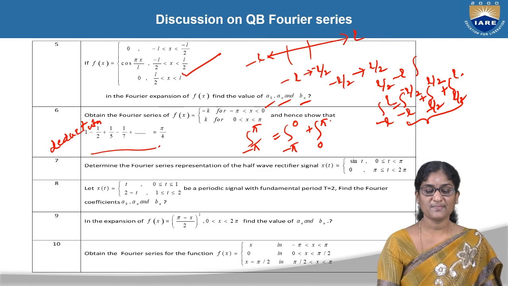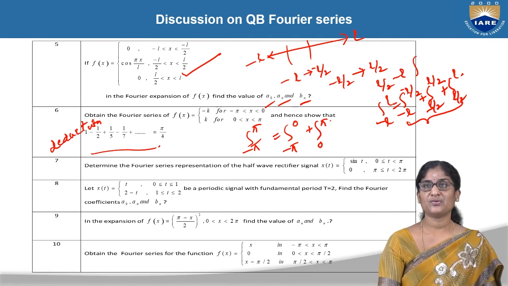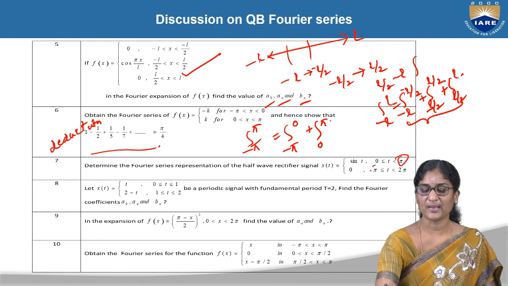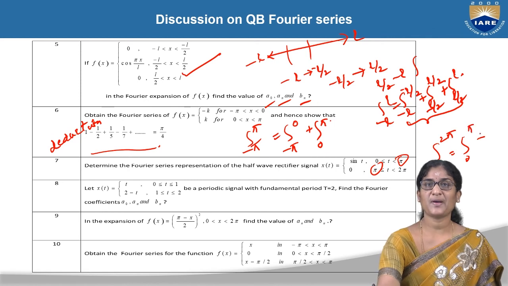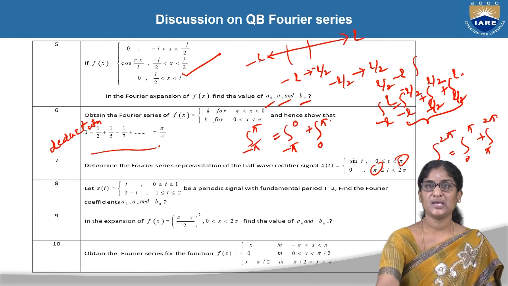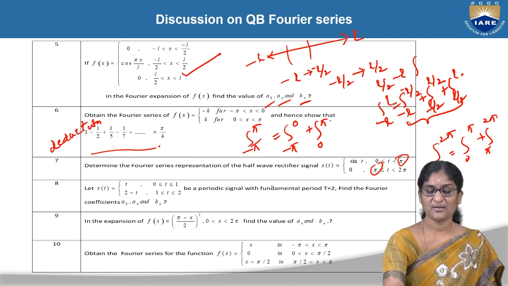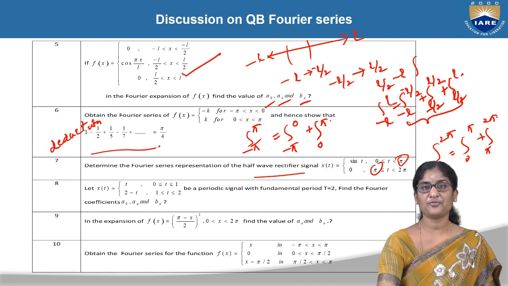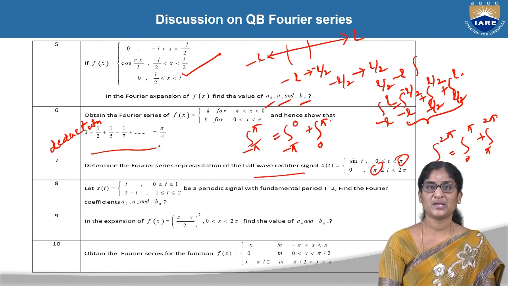Going to the next, determine the Fourier series of the half wave rectifier signal. F of x is equal to sine t, where t lies between 0 to pi, and pi to 2 pi. What is the discontinuity point? Pi. From where to where is it given? 0 to 2 pi. So 0 to 2 pi has to be split up into 0 to pi and pi to 2 pi. So we need two parts, and in these two parts of the half wave rectifier, we need to find all three Fourier coefficients using Euler's constants and substitute.